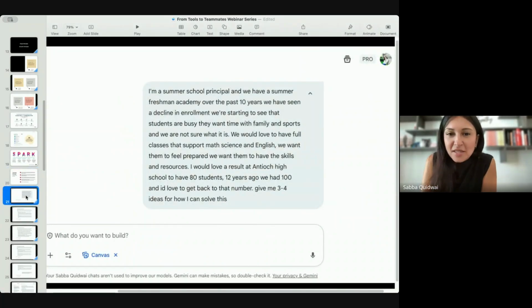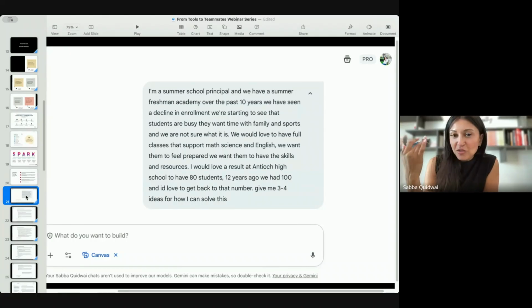This one was a summer school principal, looking at summer school. And she said, we have a summer academy. And she said, in the past 10 years, we are not seeing a lot of people come to the academy anymore, okay? So, students are busy is the problem. They want to spend more time with their family. They have sports in the summer. We're not really sure what the problem is, why they're not coming.